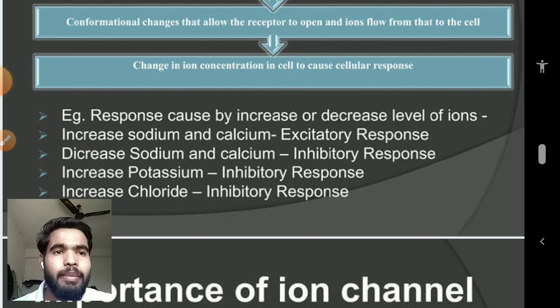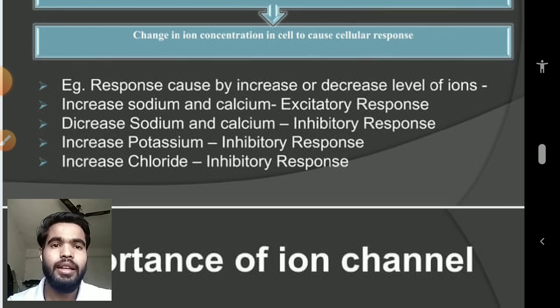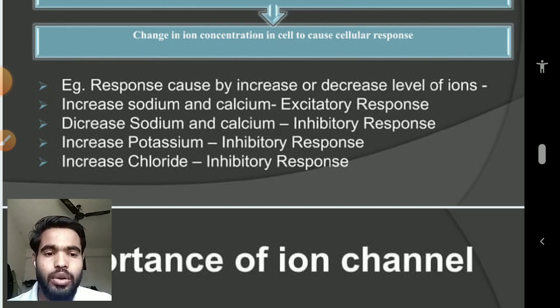Example: response caused by the increase or decrease in the level of ions. Here listen, whenever the ion concentration increases or decreases, a response takes place. Increased sodium or calcium levels cause an excitatory response. Decrease in sodium and calcium ions causes an inhibitory response. Increase in potassium ion causes an inhibitory response, and increase in chloride ion causes an inhibitory response. That means negative ions cause the inhibitory response while positive ions cause the excitatory response.